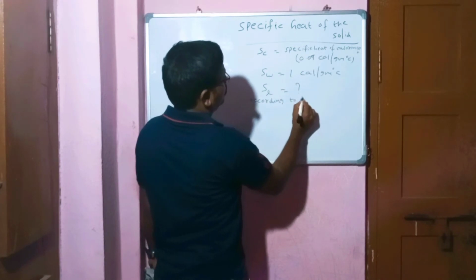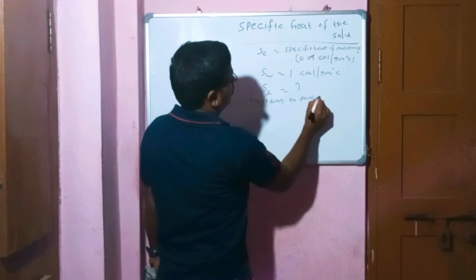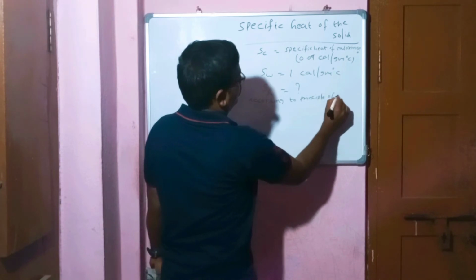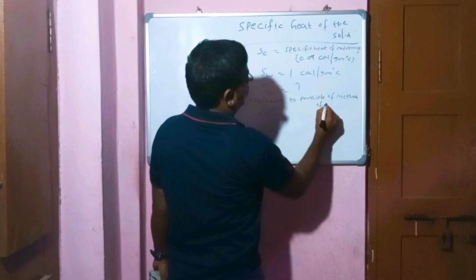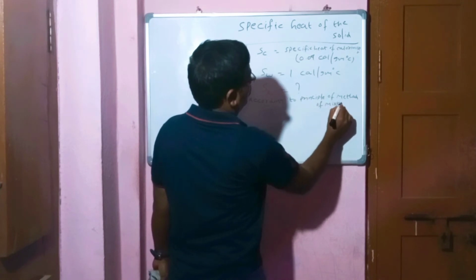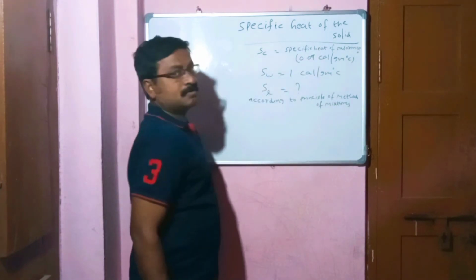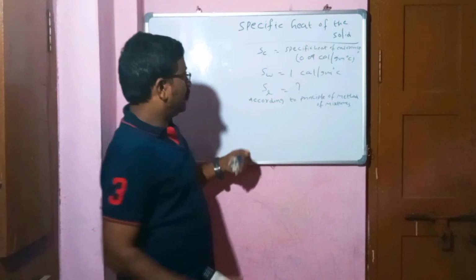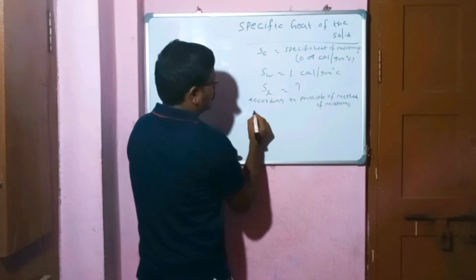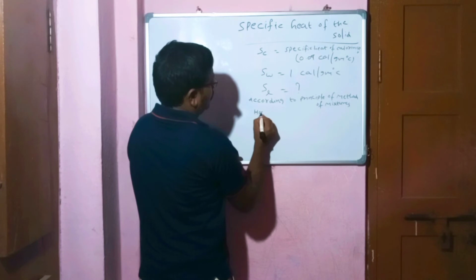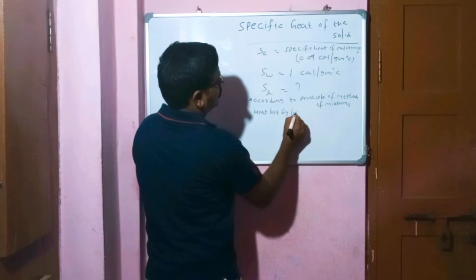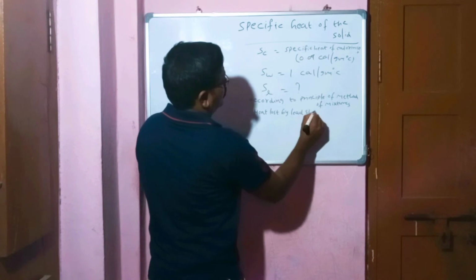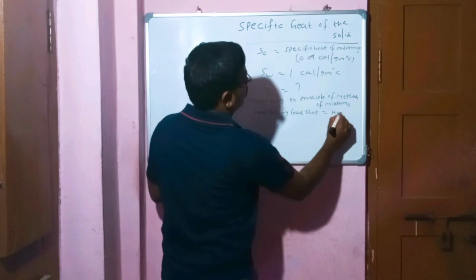According to the principle of method of mixture, net heat lost by lead shards is equal to heat gain by calorimeter and water.